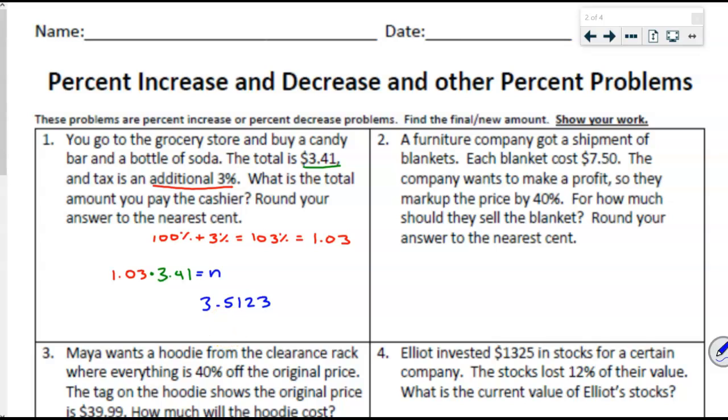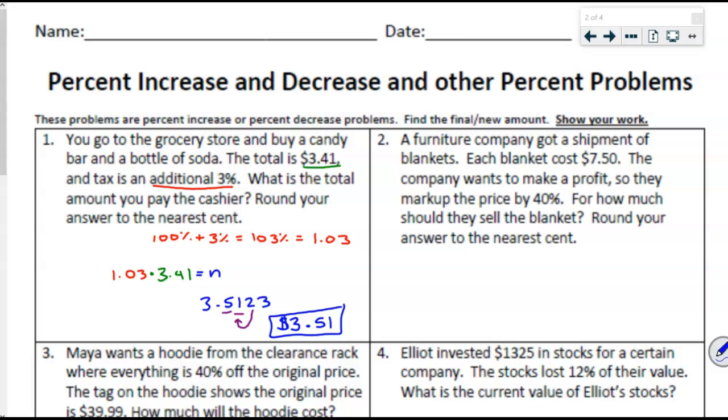To the nearest cent. When we're dealing with cents, that means I need the tenths place and hundredths place. But that means I need to look beyond that to the thousandths place to figure out what's going to happen. And how is that going to affect the one? Is it going to go up or is it going to stay the same? You guys know rounding, I hope. So what we're going to say is that we would have to pay the cashier $3.51. Any questions on that one?